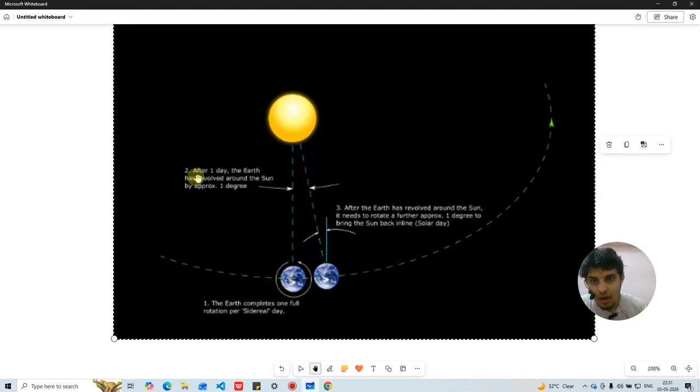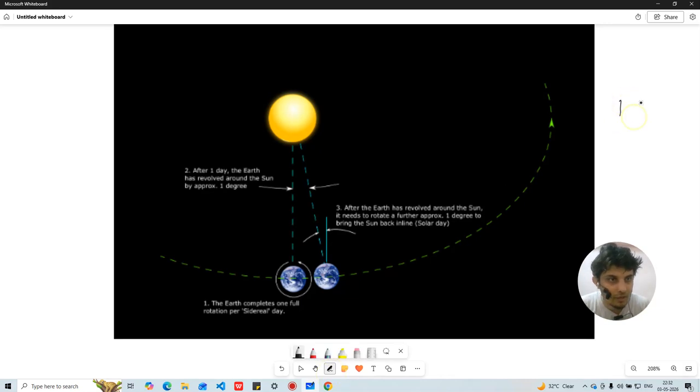See, after one day, the Earth has revolved around the Sun by approximately 1 degree. Yeah, exactly. See, the Earth requires 365 days to complete 360 degrees of revolution around the Sun. So, in one day, it's moving a little bit more than 1 degree. Okay, so in one day the number of degrees moved is 360 by 365. We have to make up for it.